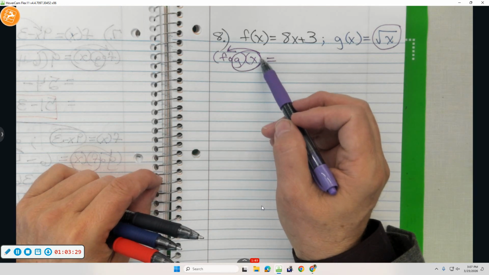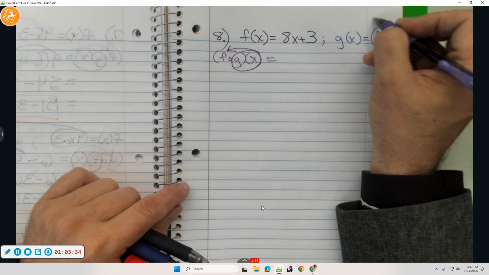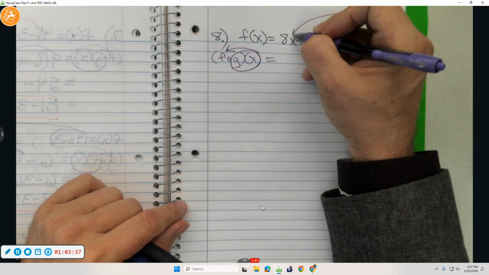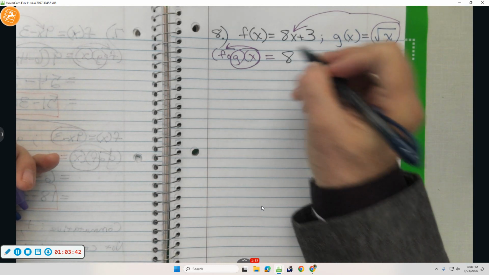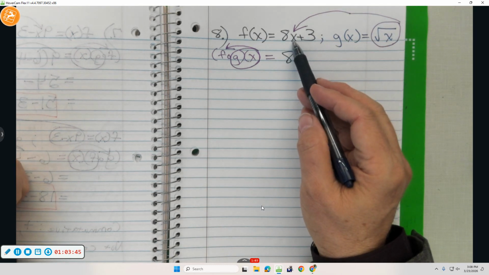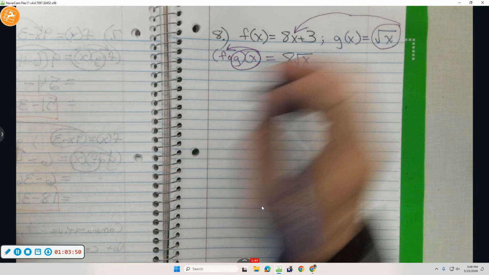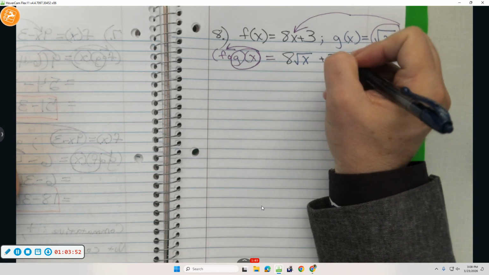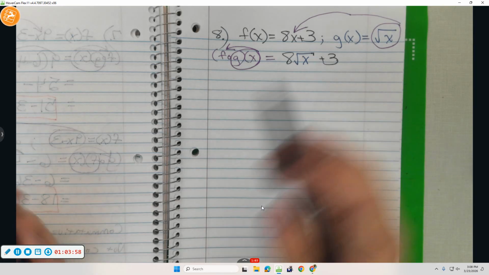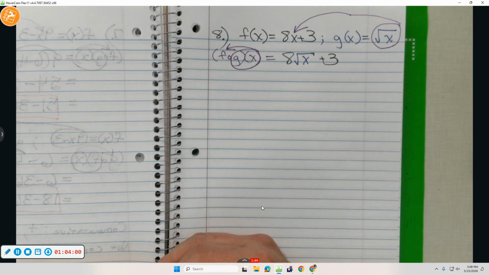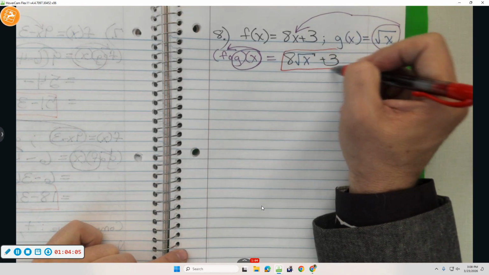We take G of X and plug it into F. So we have 8, and what are we going to write in place of that X there? The square root of X. And we still have a plus 3. Realize the plus 3 is not under that square root. There's nothing else we can do. There's the composition: 8 square root of X plus 3.